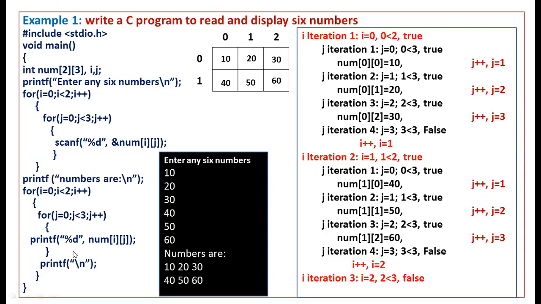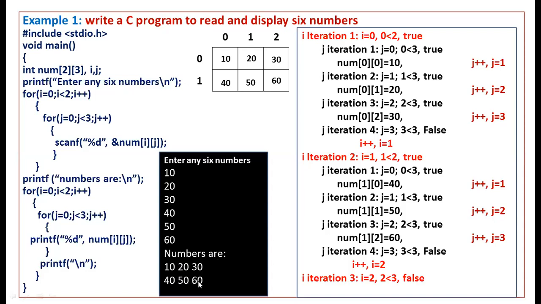Where to use that printf? After closing the j for loop, that means inside the i for loop, we need to write this printf of \n. Next, we need to close the first for loop. Okay, so don't forget, because sometimes we need to perform matrix operations. Matrix operations means elements will display like this. Okay, output of this program is 10, 20, 30, 40, 50, 60.